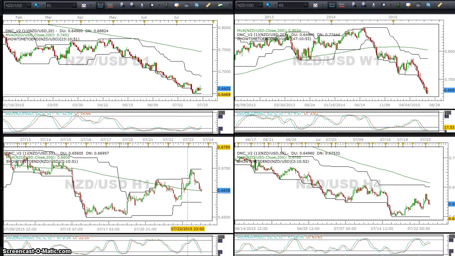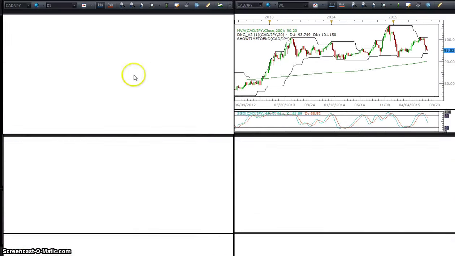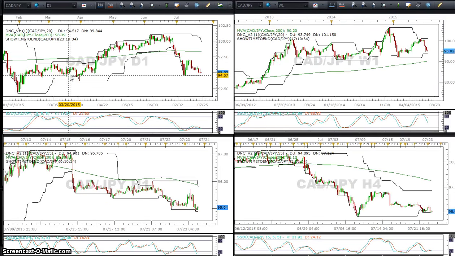Okay, we probably have time for one more pair here. We got about 3 more minutes. Let's take a look at the CAD yen, the CAD being the weakest currency and the yen being the second strongest currency out there. I try to move fast to get as much in as I can, so excuse me for misspeaking sometimes here.